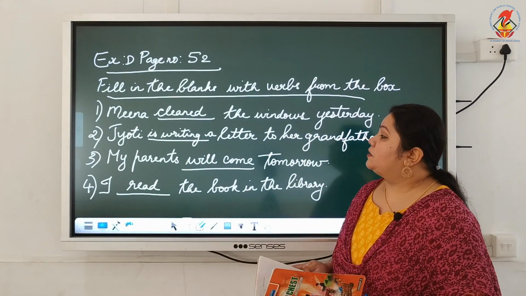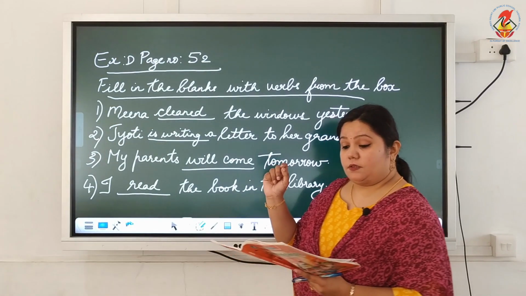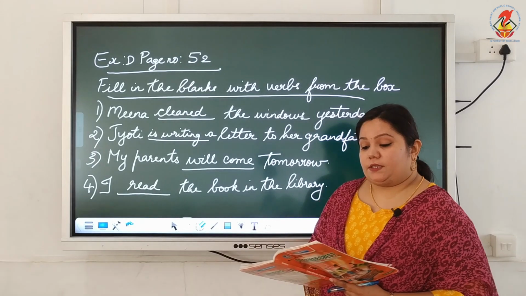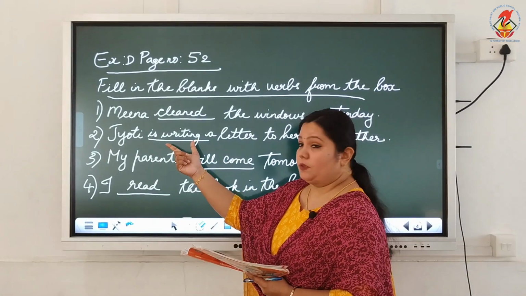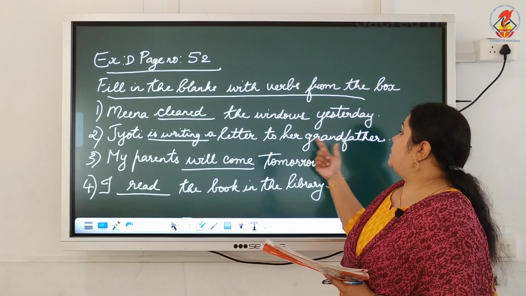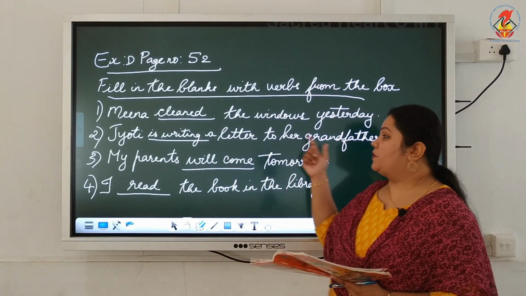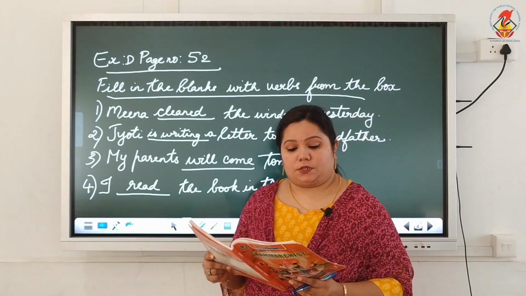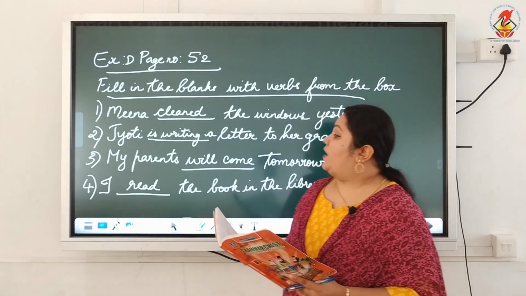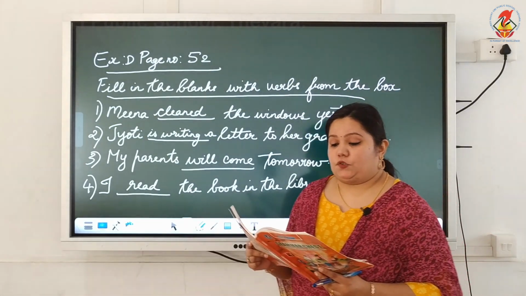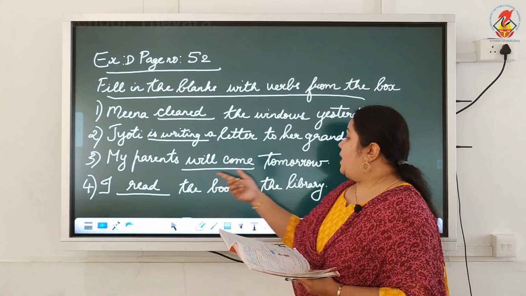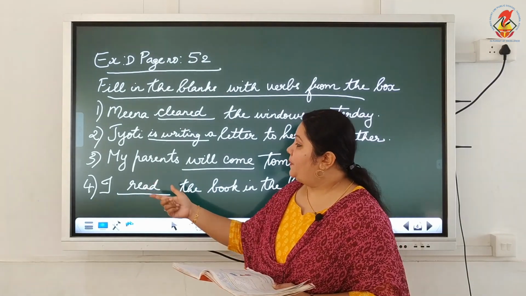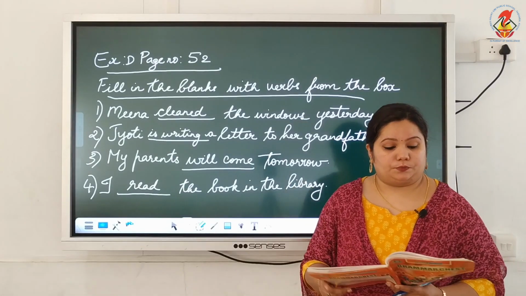Then the second one, Jyoti dash a letter to her grandfather is given in the textbook. So we take the word is writing, the verb. So Jyoti is writing a letter to her grandfather is the sentence and is writing is our verb. Alright. Then what do we have? My parents dash tomorrow. So my parents will come tomorrow. Will come is the verb here. So we fill in with will come. My parents will come tomorrow.